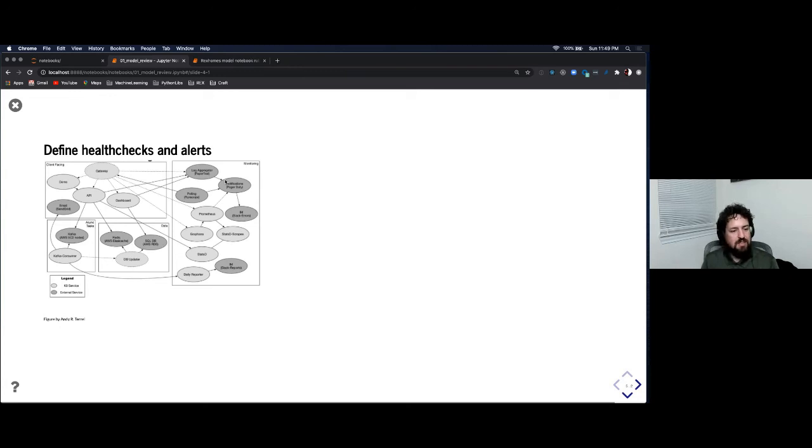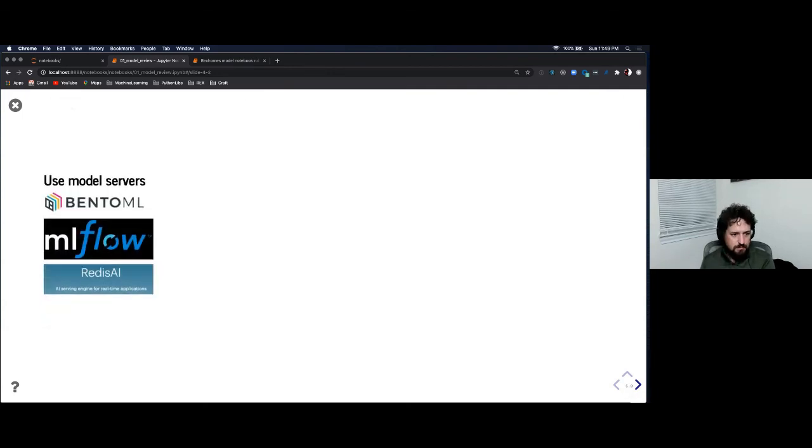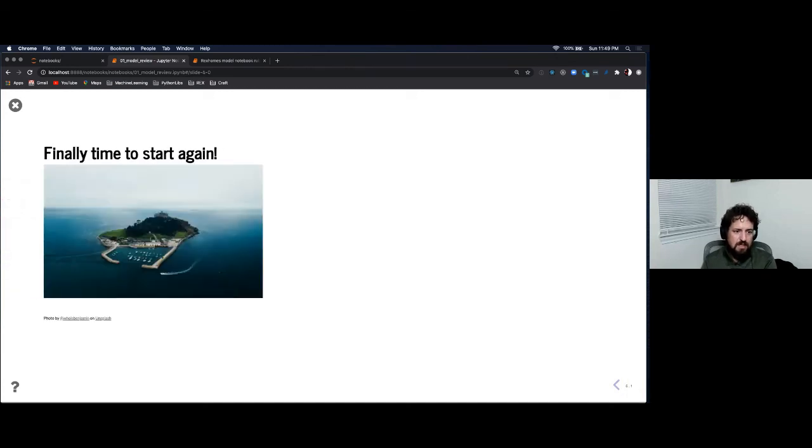So often what you end up doing is a lot more work to make sure everything's working appropriately. Also, I love these new model servers that have come out, like BentoML, MLflow and RedisAI. Once you get it all done, you can do it again, and you have a whole fleet of models to deploy.